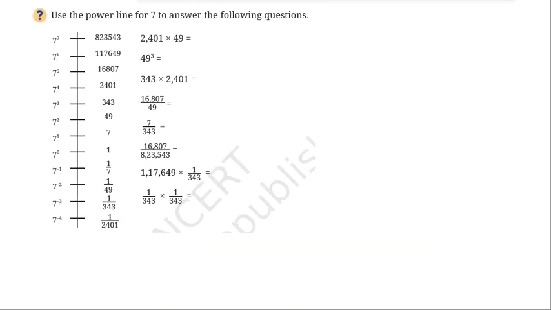Now we have a question based on the number line. So use the power line for 7 to answer the following questions. तो यहाँ पे आपको 7 के different powers दिए गए हैं and they have asked you certain questions. So first is 2401 into 49. अब 2401 क्या है, 7 raised to the power of 4, right? और 49 क्या है, 7 square, right?